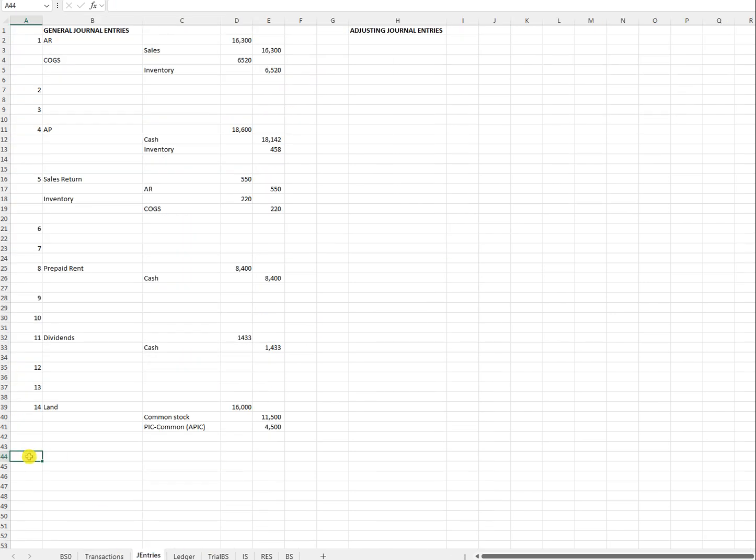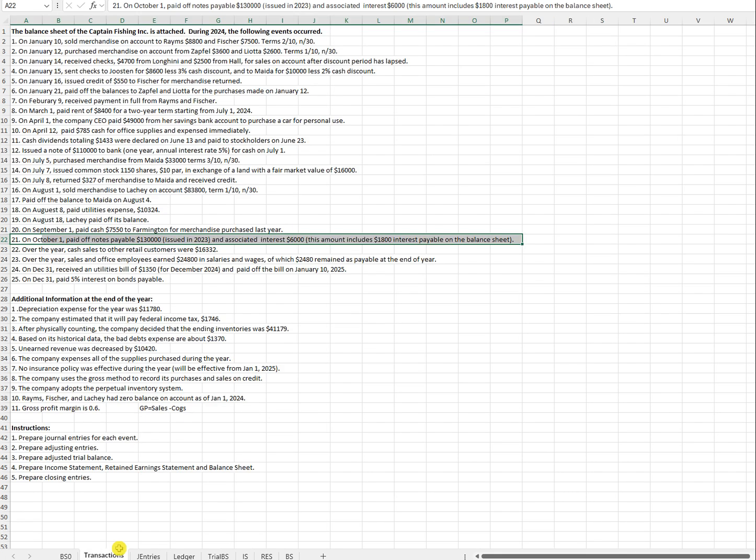So we're going to skip much. No, we are on 21 now. If we paid off our notes payables, we're going to debit notes payables. Okay, and the total amount that's given. Right, we paid off these notes payable.